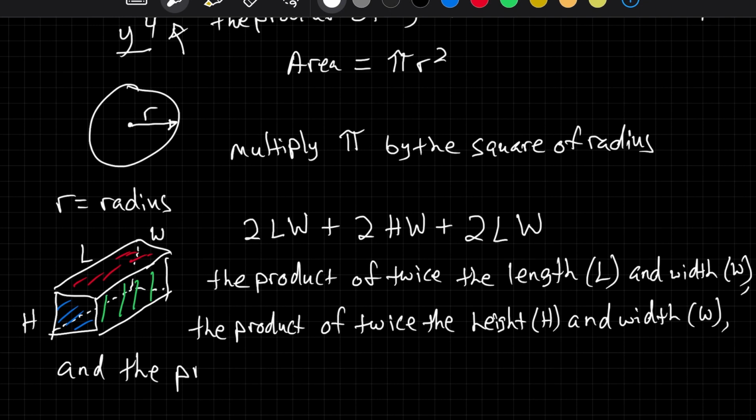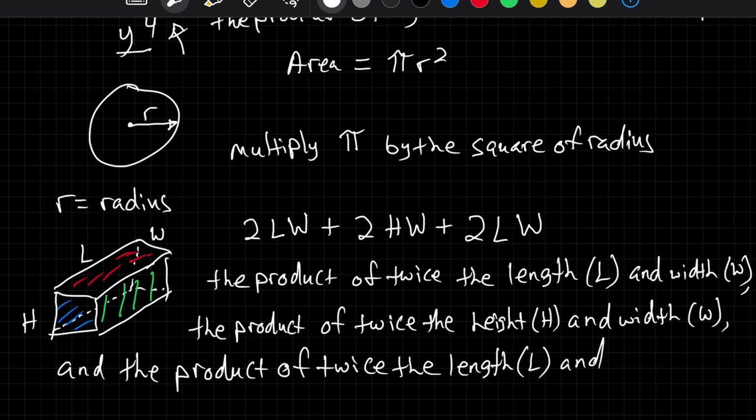we have the product of twice, because we have two sides, the length L and width. Two times LW.